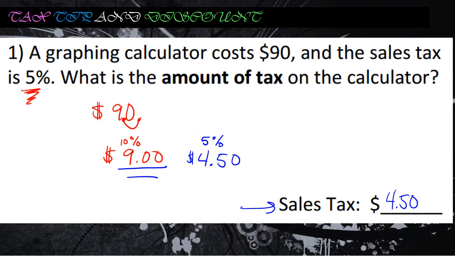So if this question was asking how much money are you going to pay in total, just as an example, we take our $90 and then we add our tax of $4.50. We make sure our decimal points are lined up. So we're actually going to pay $94.50 at the cash register when tax is involved.